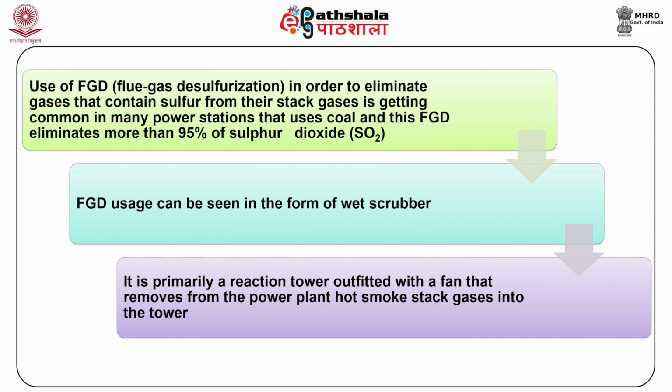FGD usage can be seen in the form of a wet scrubber. It is primarily a reaction tower outfitted with a fan that draws the hot smoke stack gases from the power plant into the tower. Limestone or lime is also injected in the tower, and calcium carbonate in the limestone creates calcium sulfate, which is pH neutral. The calcium sulfate is then removed physically from the scrubber. In fact, the scrubber converts the sulfur pollutants into industrial sulfates.